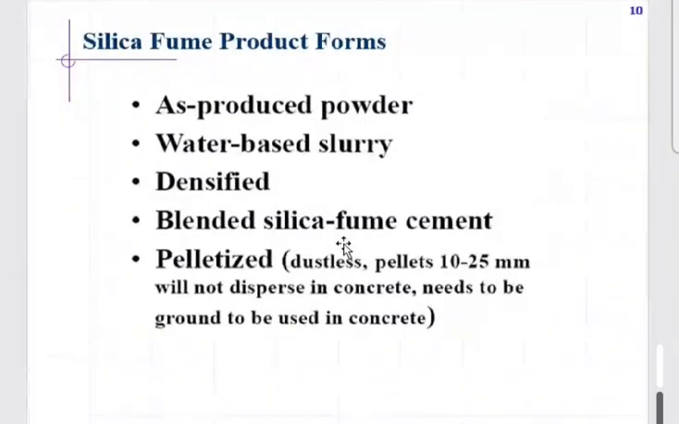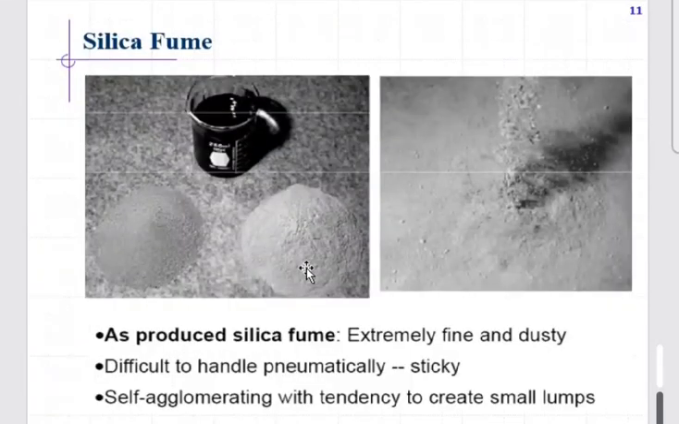In Pakistan, silica fume is not abundantly available because we don't have a silicon industry over here. So in China maybe, or in the countries where there is a silica industry, we can have these blended silica fume cements. And one more type of silica fume is pelletized. These are pellets, actually, not dust. So you need to again make it into dust to use it. This is in a size of 10 to 25 millimeter, so we cannot use it directly in powder form in the concrete.